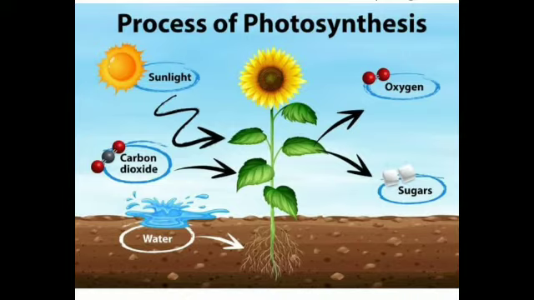Where does photosynthesis occur? Photosynthesis occurs in green parts of the plant such as leaves, stems and floral buds. Next, photosynthetic pigments. Pigments involved in photosynthesis are called photosynthetic pigments. Here, chlorophyll A is the primary pigment. Next, other pigments such as chlorophyll B and carotenoids are called accessory pigments.